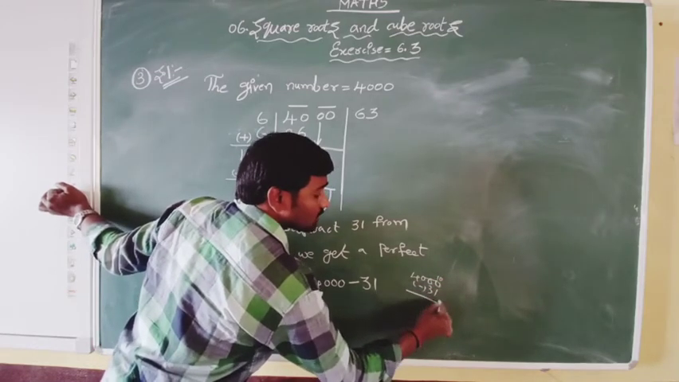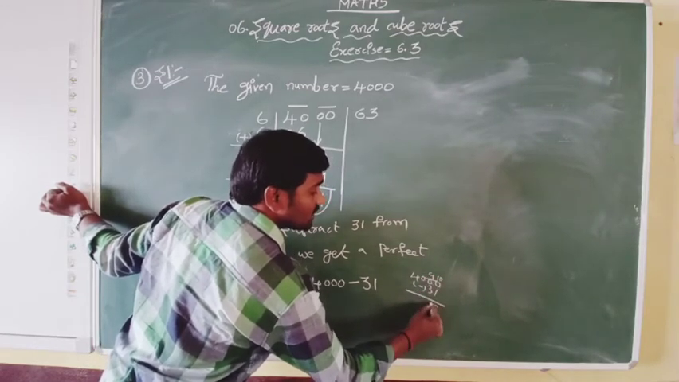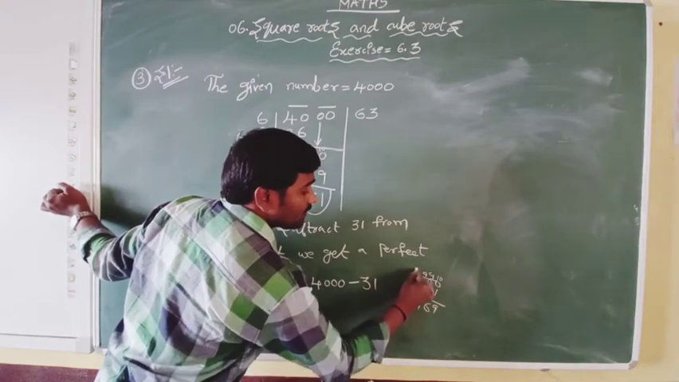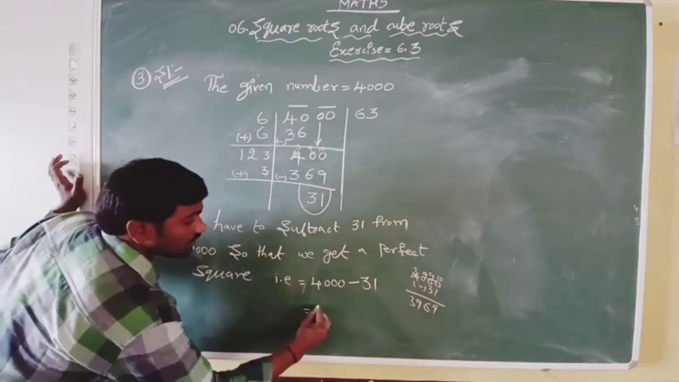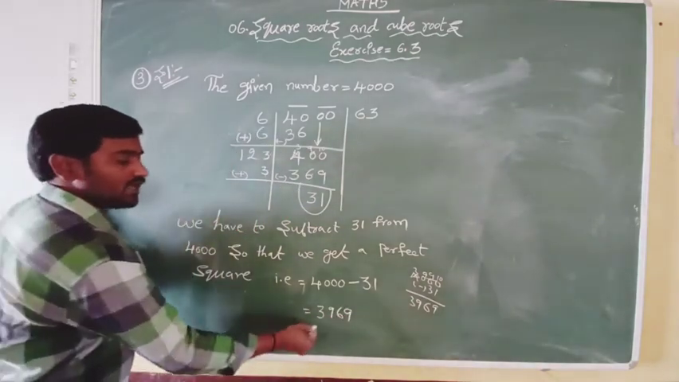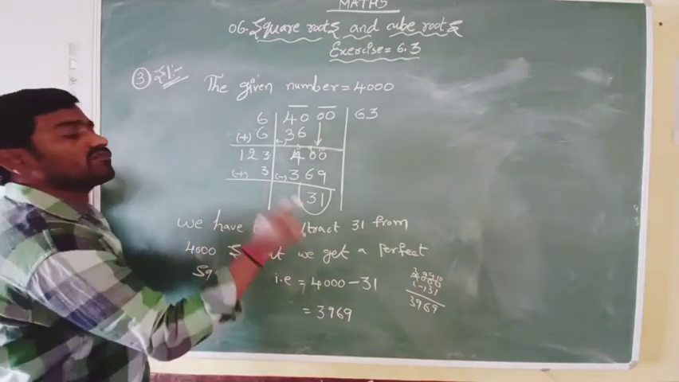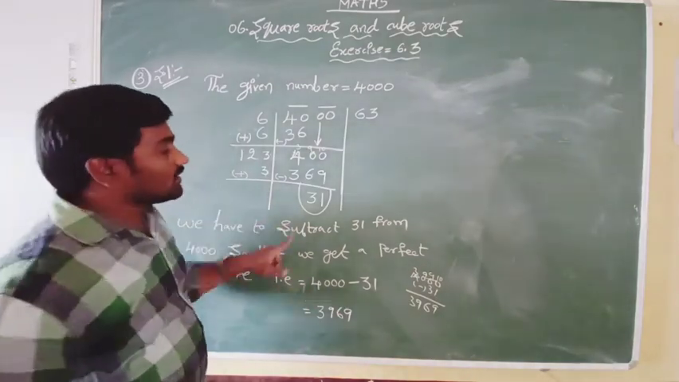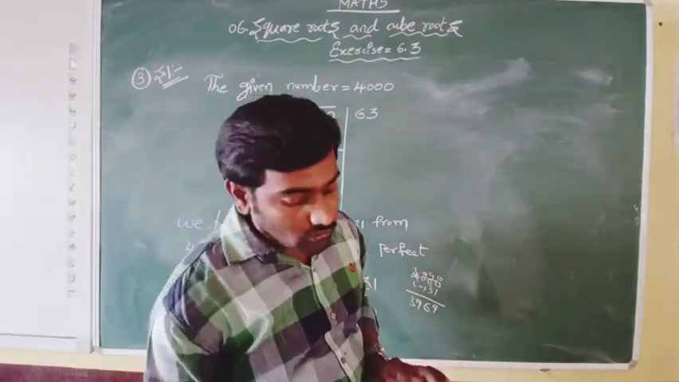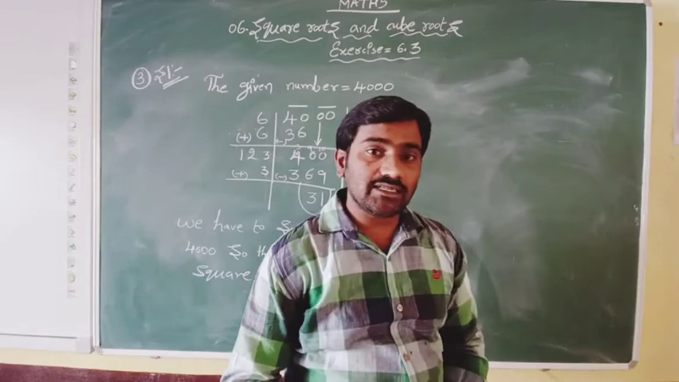Here 10 minus 1 is 9. 9 minus 3 is 6. And here we get 9 and we got 3. Yes, that is 3969. So what number we have to subtract? Only that they asked. The number we have to subtract is only 31, from the 4000, so that we get a perfect square.